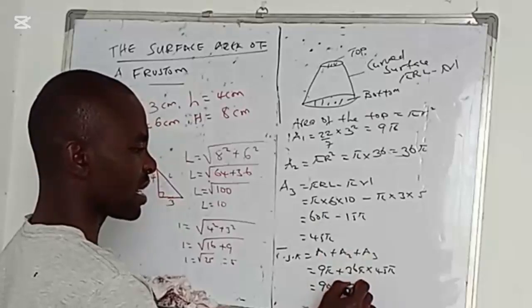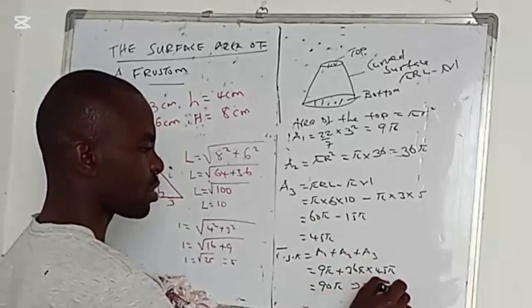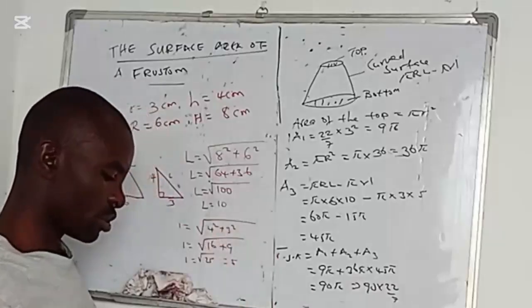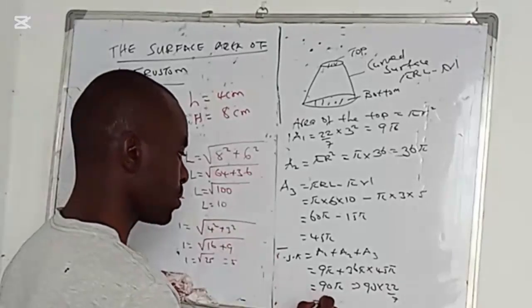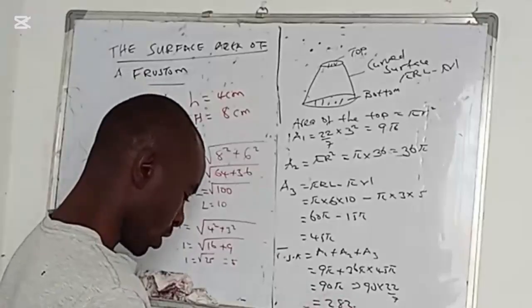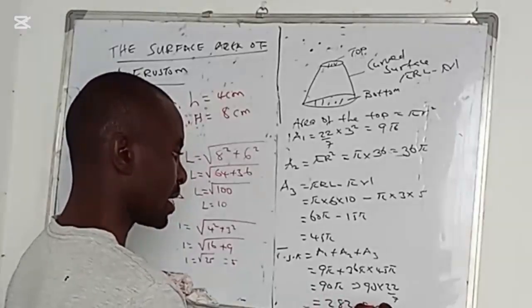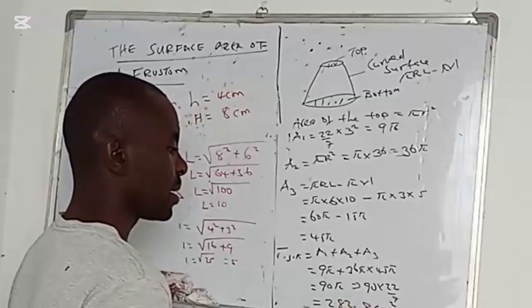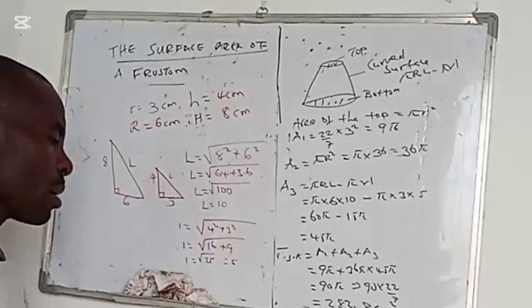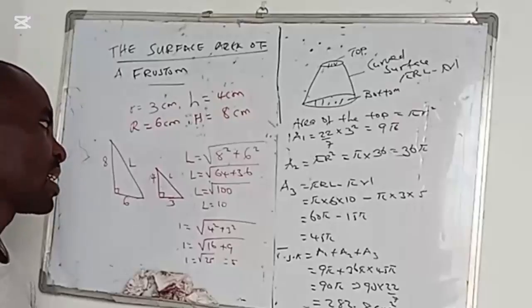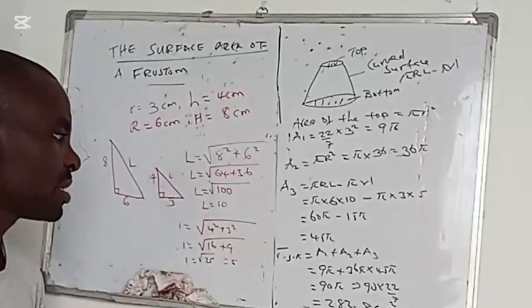22 over 7. So definitely this is 90 times 22 over 7, which gives you 282.8 square centimeters.